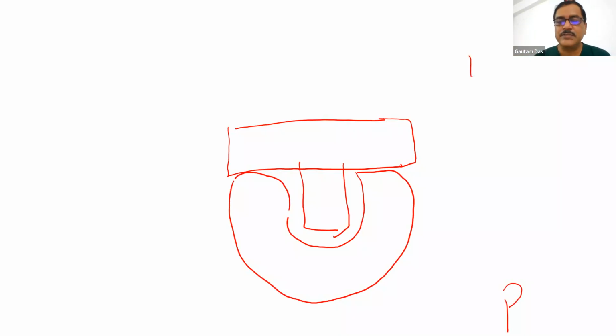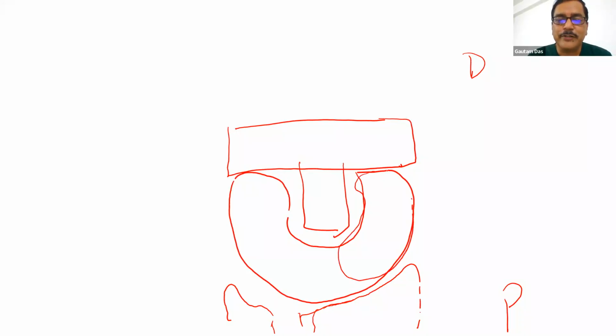That means this is the phalanx, and this is your radius. If you are drawing the radius this way, this is your ulna. So, see, you are starting with the scaphoid, then your lunate, and then your triquetrum, and then your pisiform.